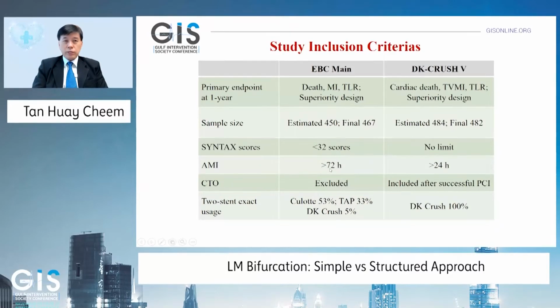AMI has to be more than 72 hours. For DK crush, as long as it's more than 24 hours, MI is okay. As long as you can cross the lesions, patients can still be enrolled even if they have CTO. So the DK crush technique is, of course, the 100% choice in the two-stent arm, whereas it was a mixed bag of two-stent strategy in the EBC MAIN systematic dual strategy approach.